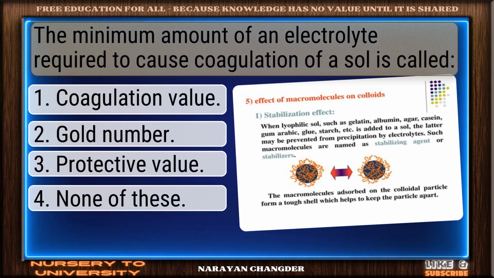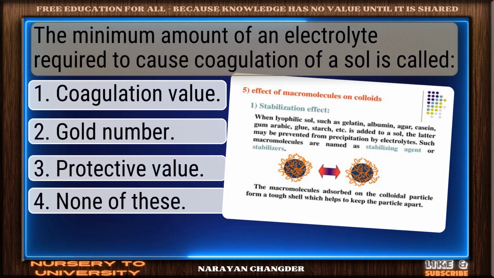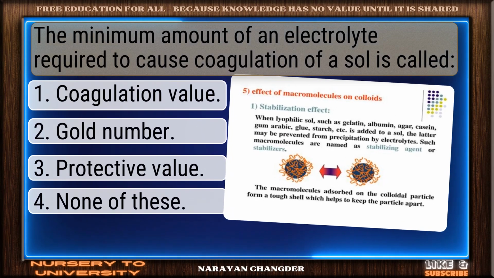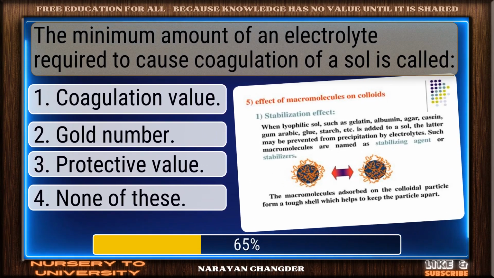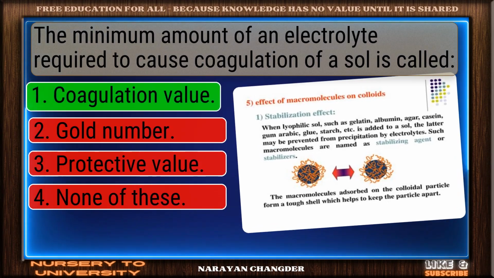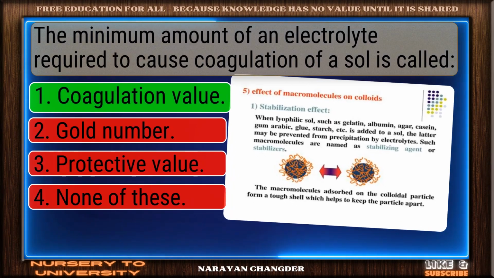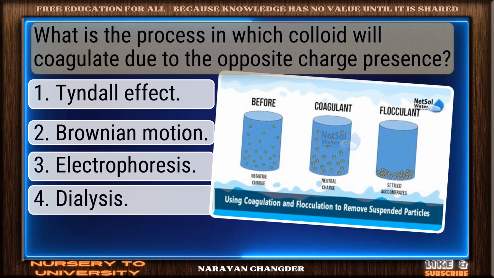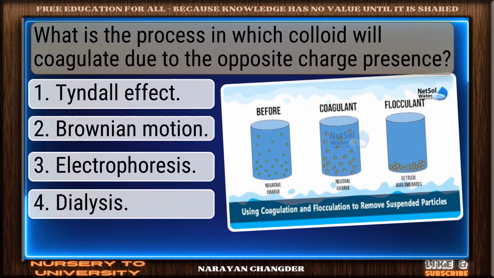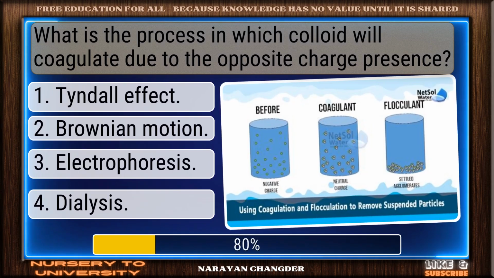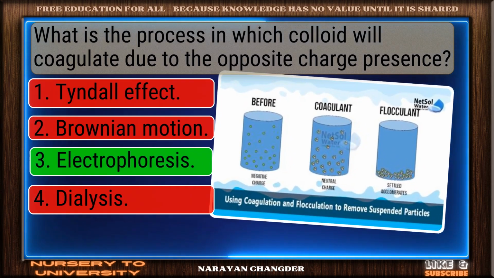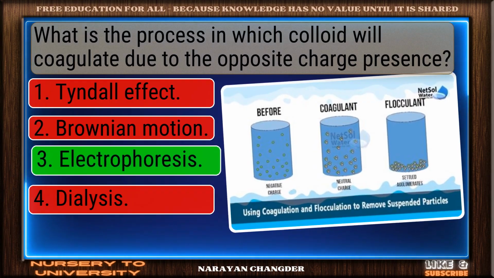The minimum amount of an electrolyte required to cause coagulation of a sol is called. Right choice. Coagulation value is the best answer. What is the process in which colloid will coagulate due to the opposite charge presence? Good job. Your answer, electrophoresis, works well here.